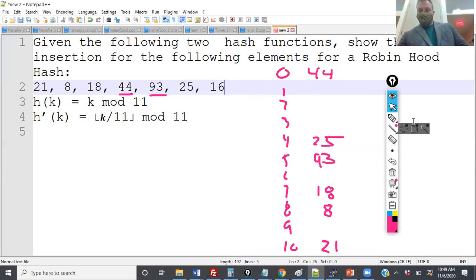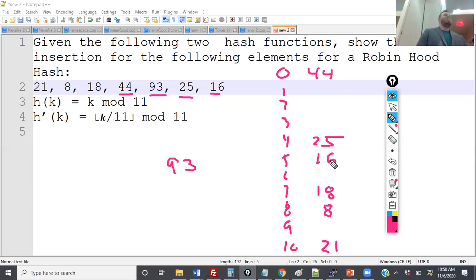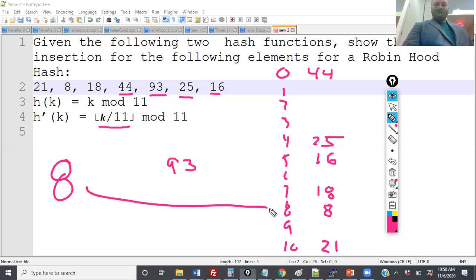The Robin Hood hash will go here and say, well, 93 needs to be taken out, and then we're going to put 16 in there. Right? And so 93 is going to be our next thing. So 93 mod 11 will be 8. And then we would look here, and 8 would be there, right? And eventually, we would get into this position. Did everybody see that?